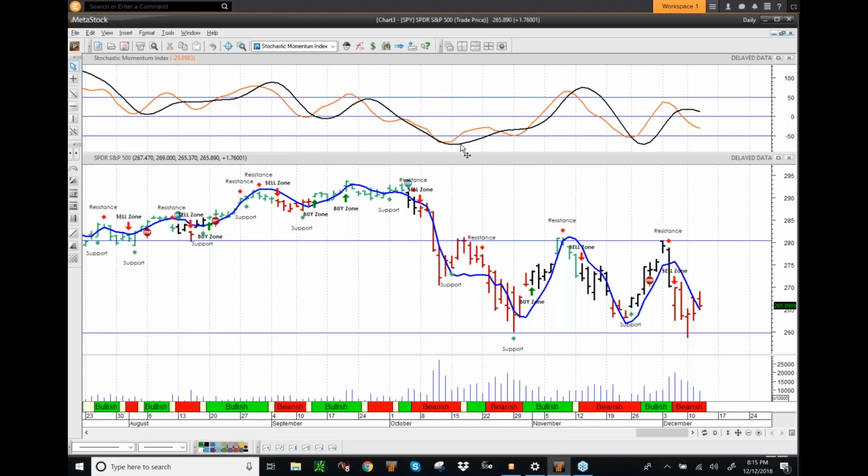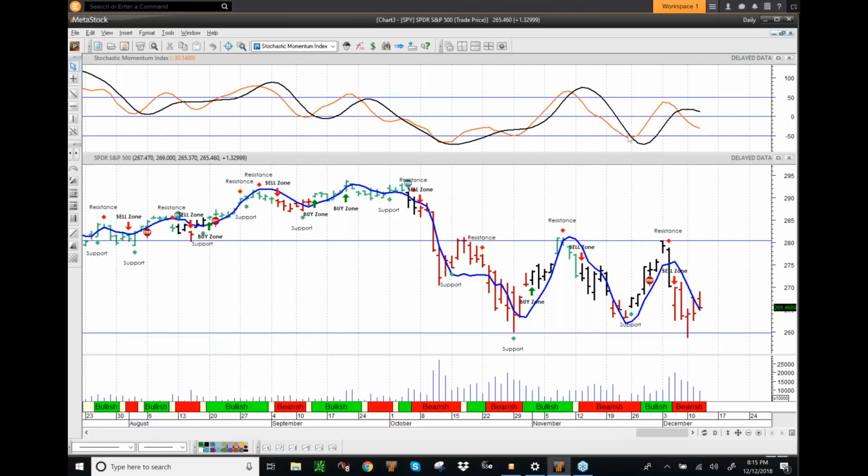What the Stochastic Momentum Index does is measure price, the price of a chart, measured with how much volume is in the chart at that price and how quickly it is moving through that price. So here are some things about the Stochastic Momentum Index that you may or may not know.